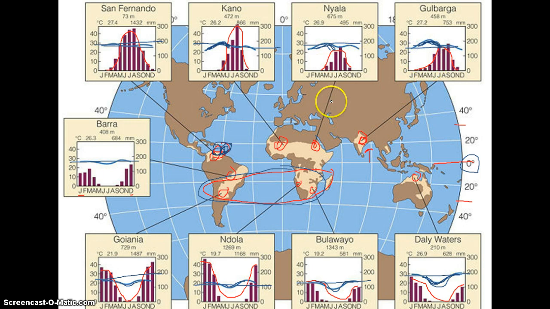So again, this is called a climatogram. It shows the precipitation levels as a bar graph. It shows the temperature as a line graph together on the same image and stretching across an entire year.